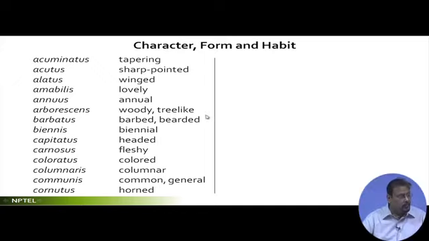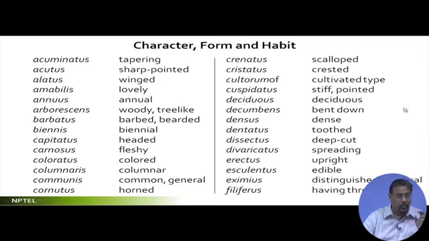Annuus is annual, arborescens is woody tree-like, barbatus is barbed, biennis is biennial, capitatus is headed, carnosus is fleshy, coloratus is colored, columnaris is columnar, communis is common or general, cornutus is horned. I am just reading it for you so that it enters your ear and you get a little idea, but I suggest that you download this lecture and read it over and over again.